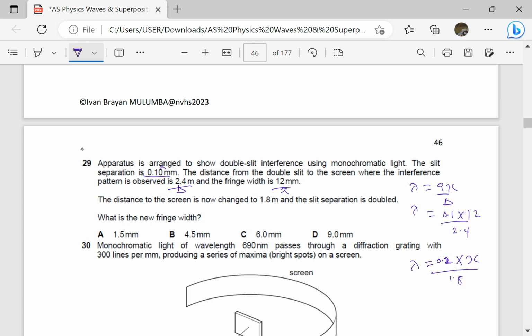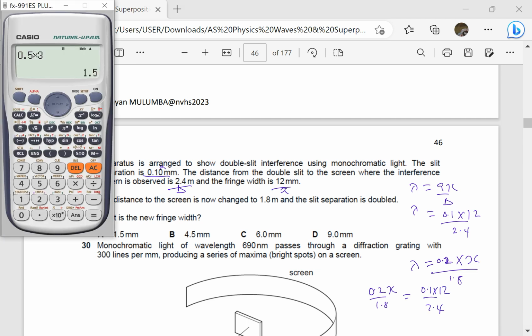So I'm just going to equate the two equations. So I have 0.2x over 1.8 is equal to 0.1 times 12 over 2.4. So I just find x: 0.1 times 12 divided by 2.4 times 1.8 divided by 0.2. So I am getting 4.5 millimeters. So the answer is B.